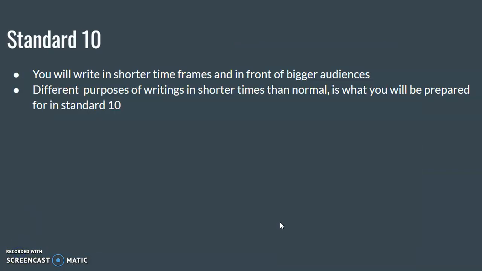Standard 10. You will write in shorter time frames and in front of a bigger audience. Different purposes of writing in shorter times than normal is what you'll be prepared for in Standard 10.